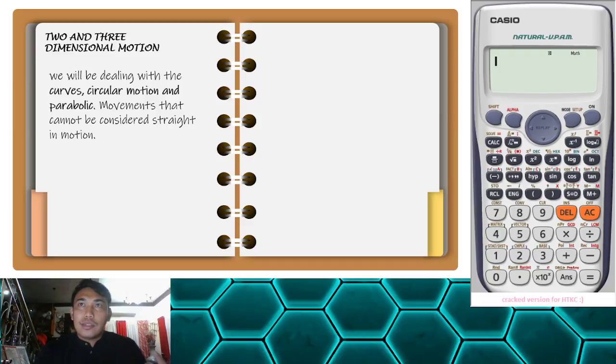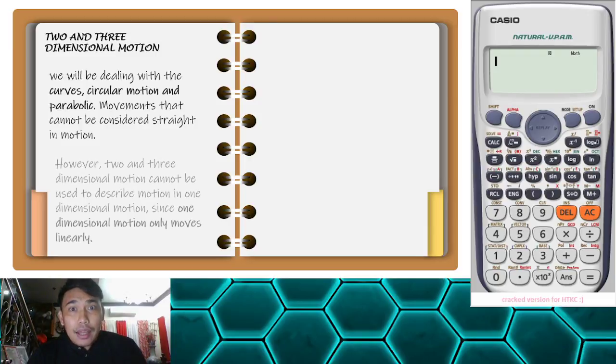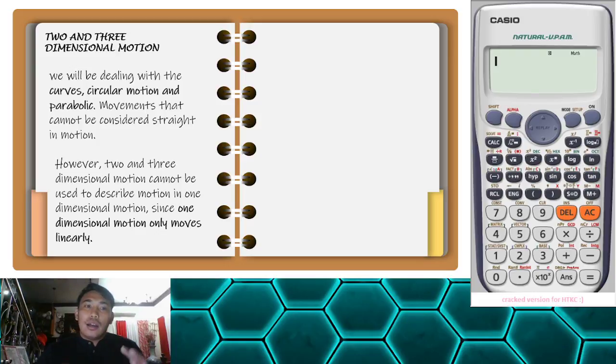It is viewed as a motion that has curves in their path. However, two and three dimensional motion cannot be used to describe motion in one dimension. So when we talk about the two and three dimension, they cannot be seen as one dimension, for the reason that one dimensional motion is a motion that can be associated as a linear motion.